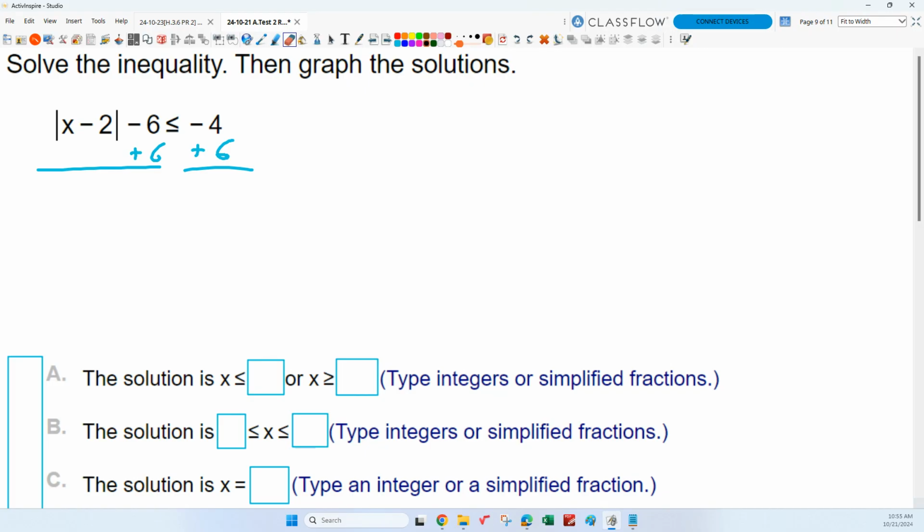Okay, so we get the isolated absolute value of x minus 2 is less than or equal to positive 2, right? Okay, again, we could do something tricky here, right? We could take this less than symbol, and if I rotate that 90 degrees clockwise, does that turn into and or? Turns into and. There you go.